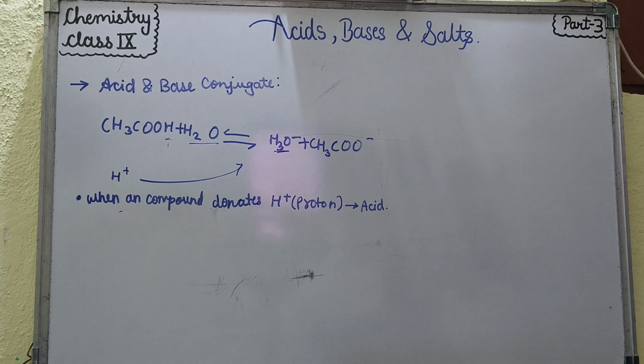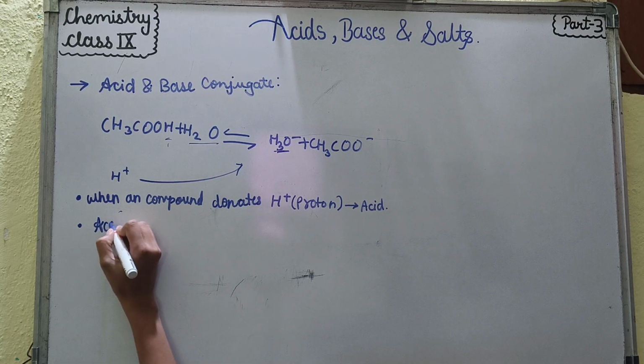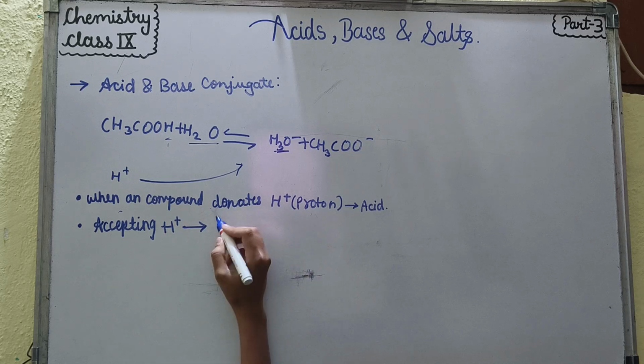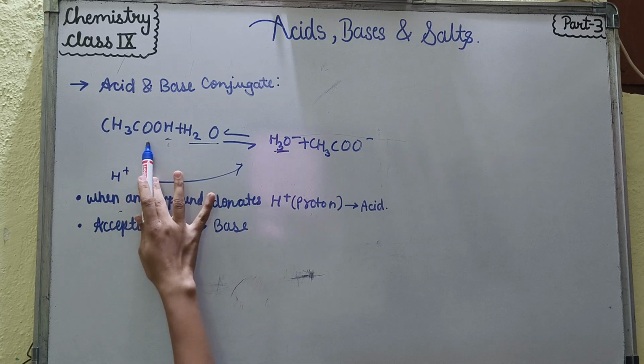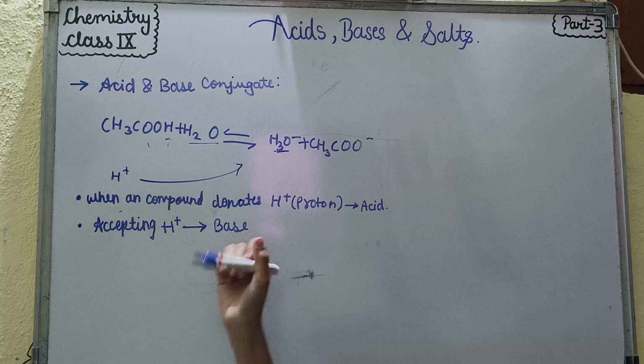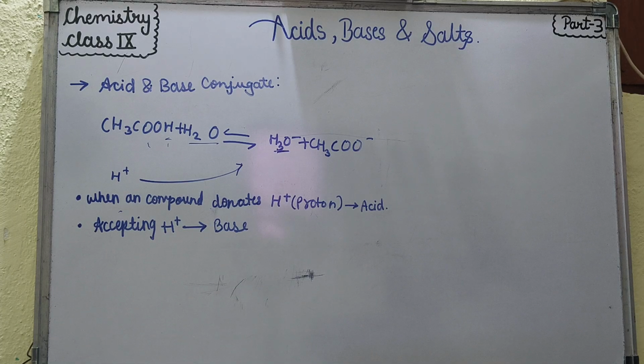And CH3COO minus, as it has accepted a proton, it is a base. CH3COO minus accepted a proton and converted to CH3COOH. As it has accepted a proton, it is a base. Thus, accepting a proton gives a base. CH3COOH donates a proton to H2O and it becomes H3O plus, and H2O accepts a proton H plus, so it is a base.